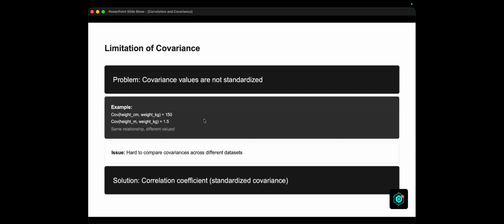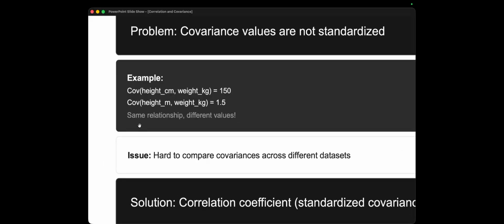So this is the limitation. The covariance values are not standardized. To give you a clearer example, take the height and the weight. Height in centimeters and weight in kilograms gives a covariance of 150, right? Because your height will be 160, 170, 180 in centimeters, and your weight in kilograms will be like 80, 90, 100. So they are close to each other, and we get 150.